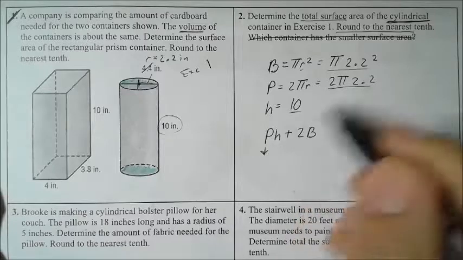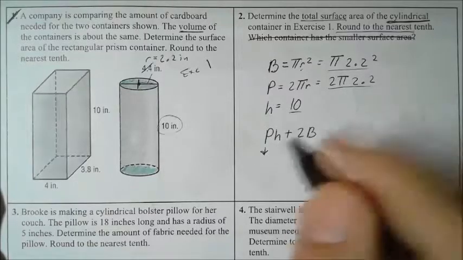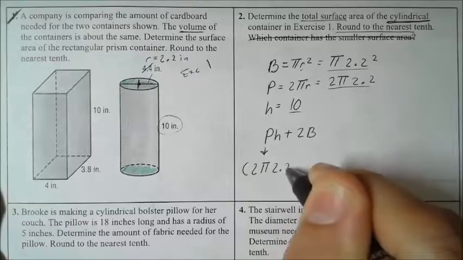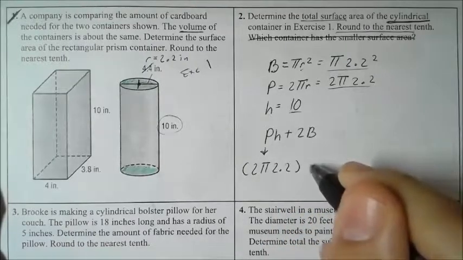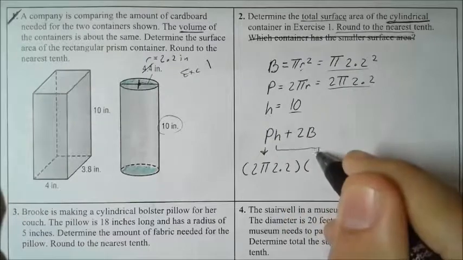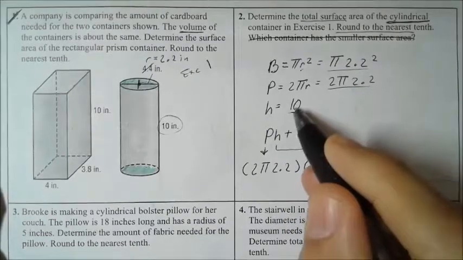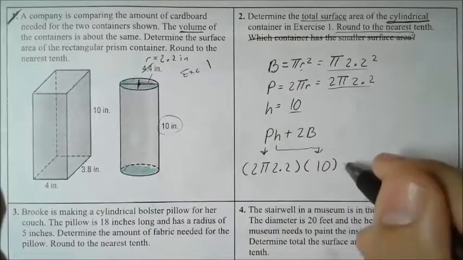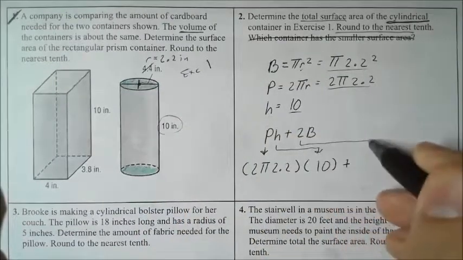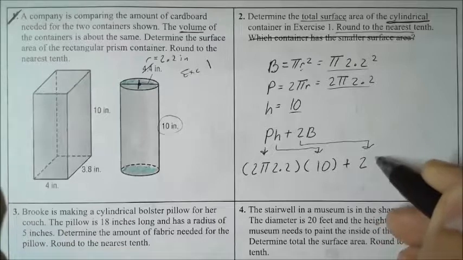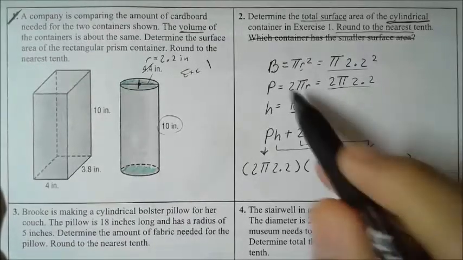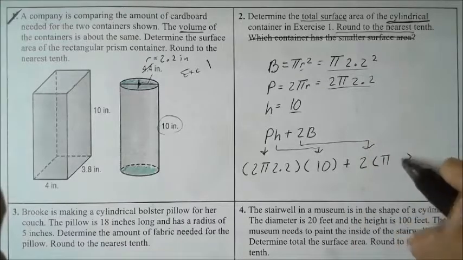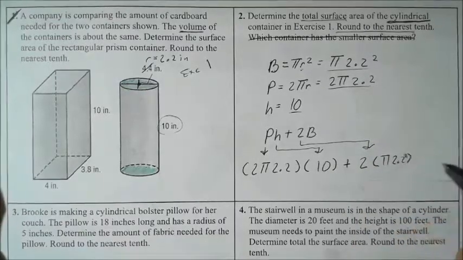So our P is going to be 2 pi times 2.2. So we got 2 times pi times 2.2. And then we have to multiply that to our h, which is just 10. The height between two bases is 10. And we're going to add that to 2 times the area of the base. And the area of the base is pi times 2.2 squared.